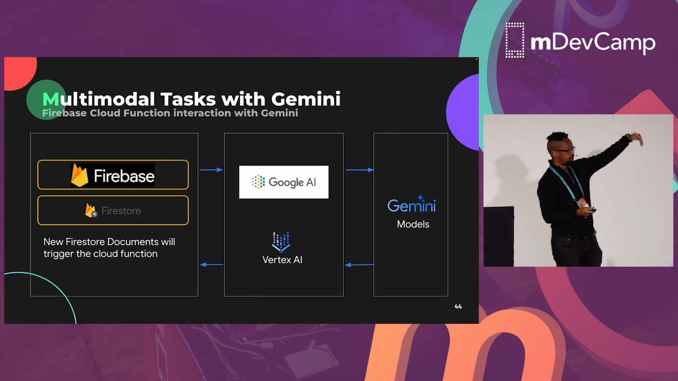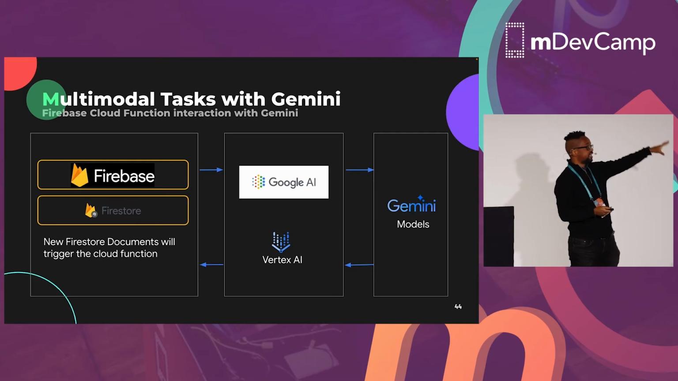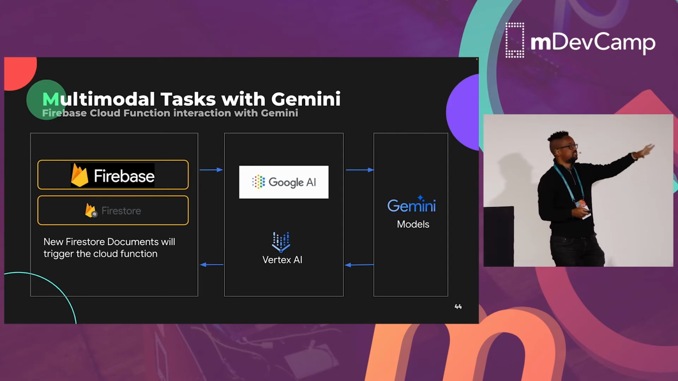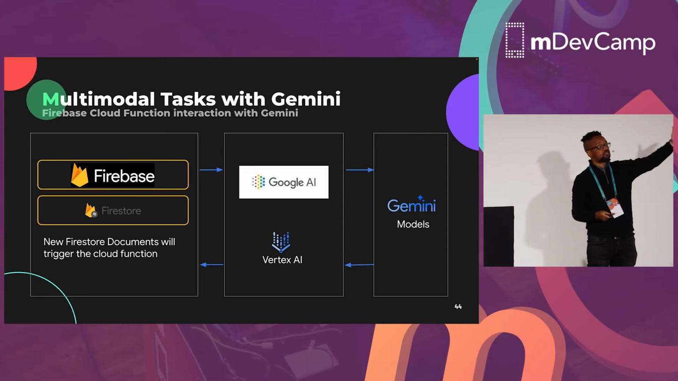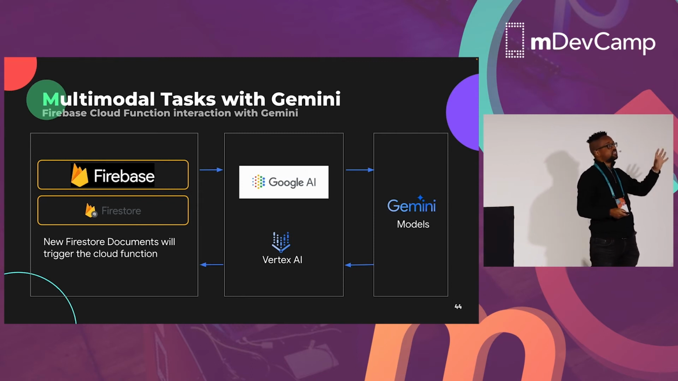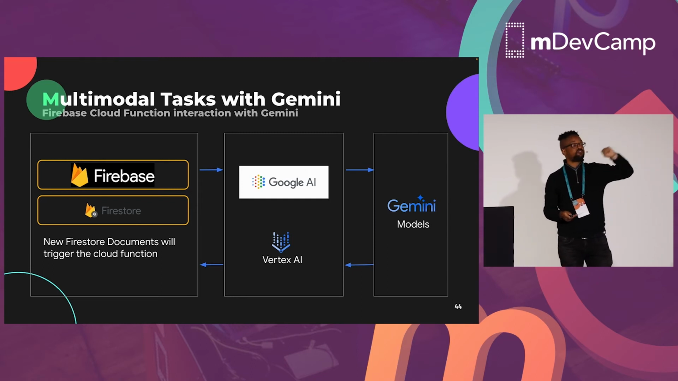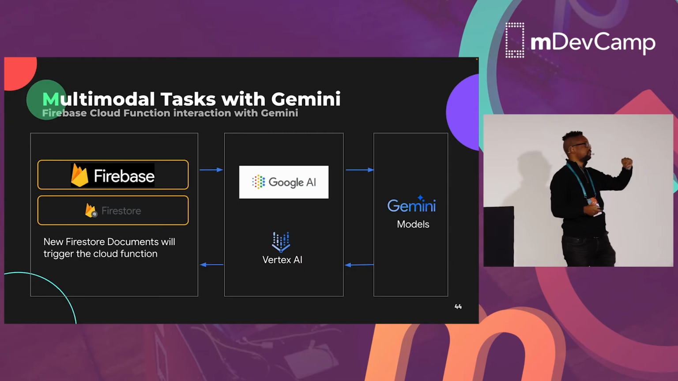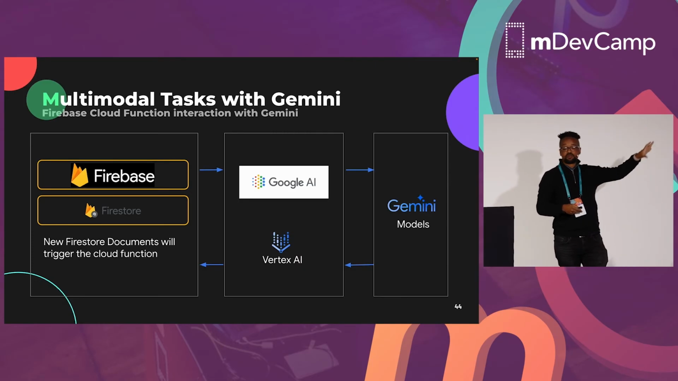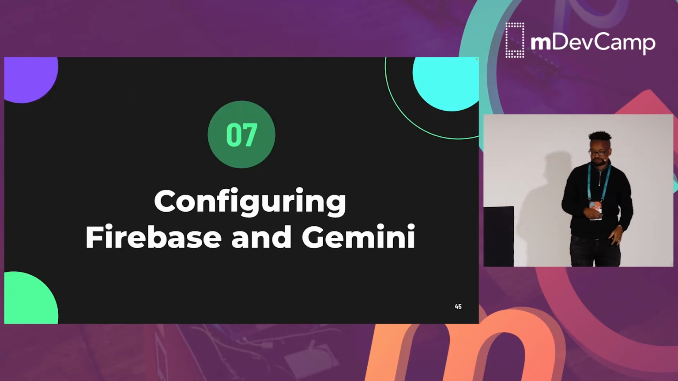So Firebase or Firestore will then detect whether there's an event that happens. So a document will be updated and so forth. Then it will interact with Google AI or Vertex AI, depending on which one you have access to. Then it will interact with Gemini, get the information you require, bring back that information, and then bring it back to the document there. And then your document will get updated with the information.